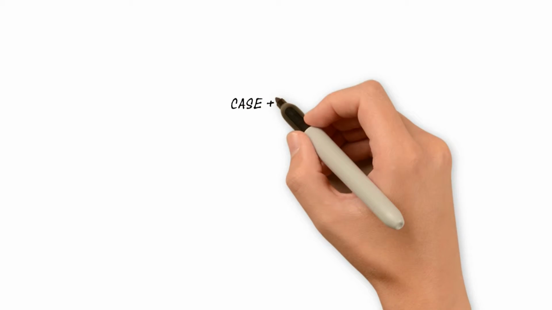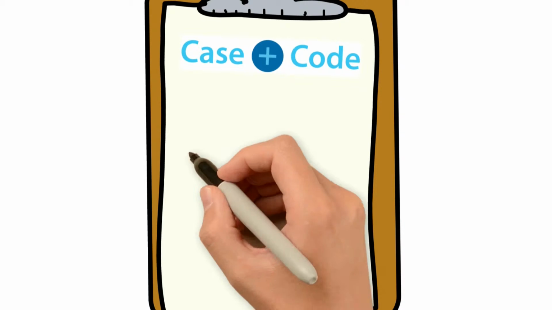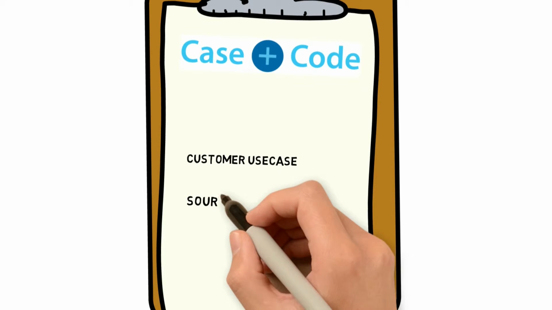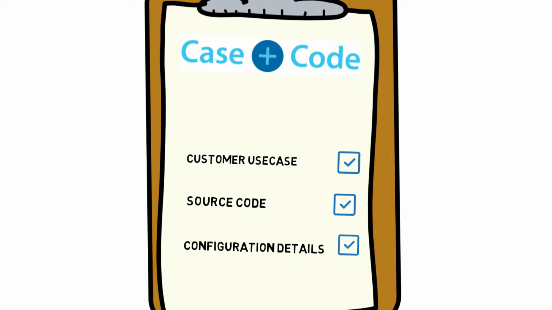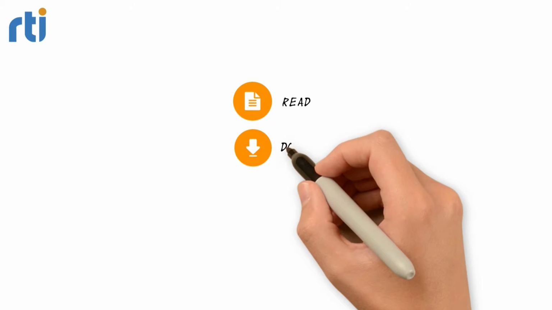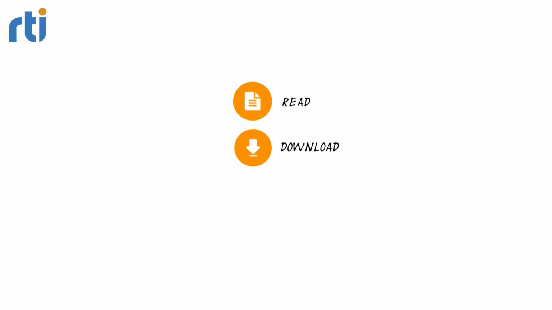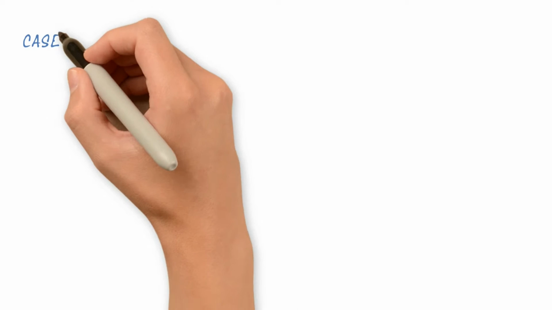Case plus code is something new we've developed together at RTI, where we document a possible or actual RTI customer use case and add source code and configuration details to illustrate what the use case is actually about. This way, if you have a similar use case, you can read through the text to understand how RTI ConnextDDS works and download an example with working code and executables. The included source code and XML configuration let you configure quality of service as needed for your application.